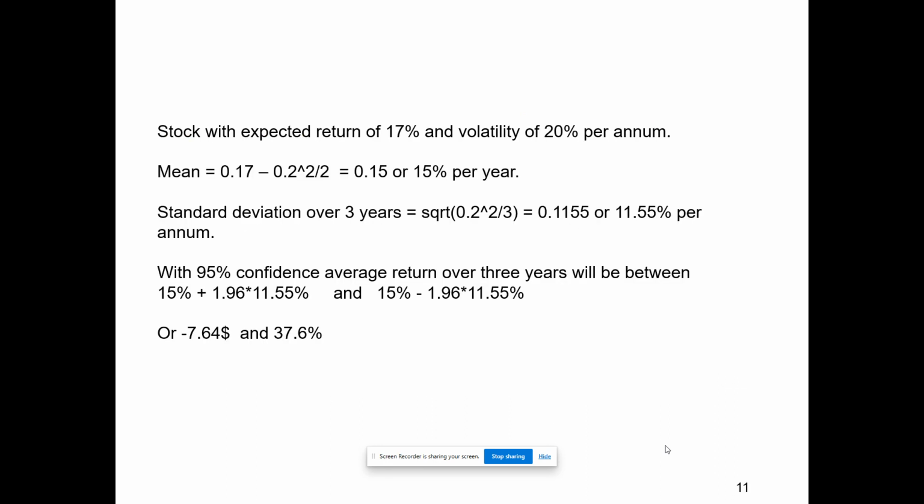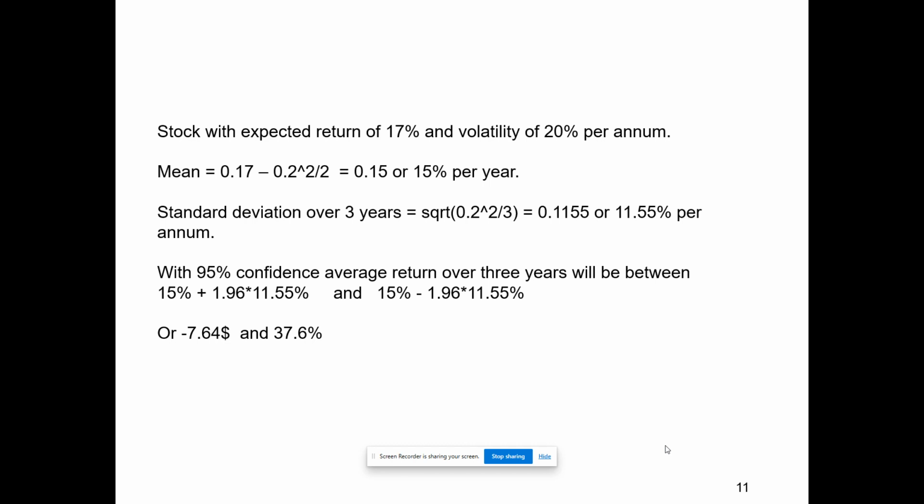Now let's take an example. A stock with an expected return of 17% and volatility of 20% per annum. So the mean is mu minus sigma squared by 2, which is 0.17 minus 0.2 raised to the power of 2 by 2, which gives you 15% per annum. The standard deviation over 3 years will be the square root of sigma squared by t. So it will be 0.2 raised to the power of 2 by 3, which gives you 11.55% per annum.